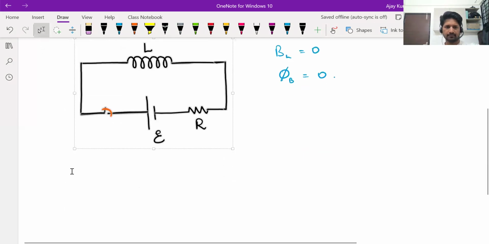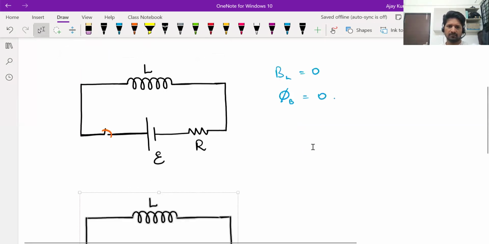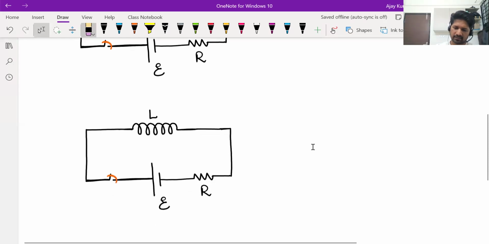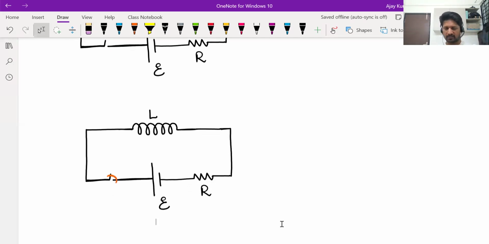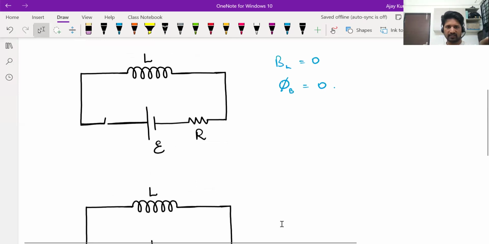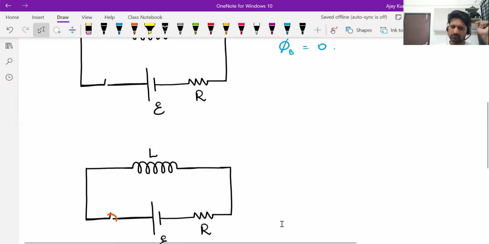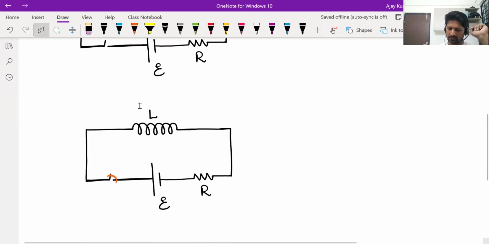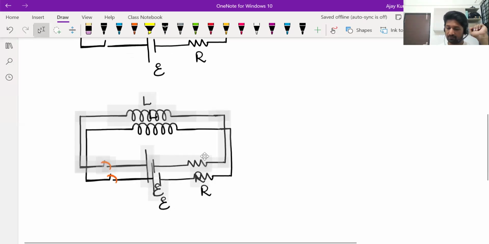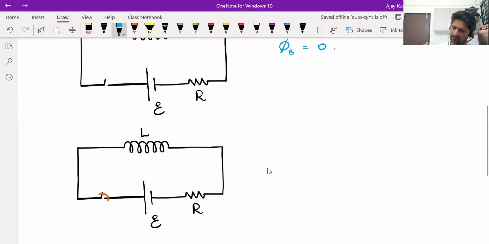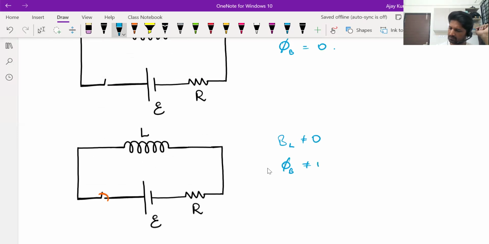Sir, there will be a magnetic field produced. Okay. So the battery will create a potential difference. It will start driving current. And when current passes through the coil, a magnetic field gets produced. Correct. Earlier, there was no magnetic field, there was no flux. Now suddenly, the moment you close the switch, a magnetic field gets generated, flux gets generated. So the magnetic field in the inductor becomes non-zero. Magnetic flux also becomes non-zero.